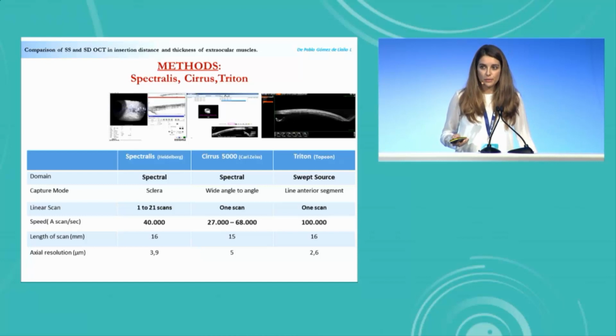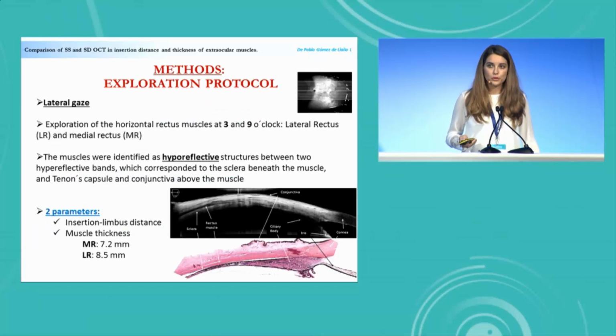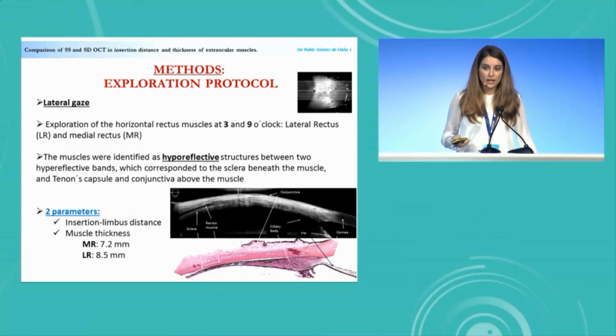The following table shows the main differences between the three devices, as well as the capture mode employed and the acquisition speed, which is faster with Triton. In the exploration protocol, the participants were asked to assume a lateral gaze, which allowed for exploration of the horizontal rectus muscles at 3 and 9 o'clock positions.